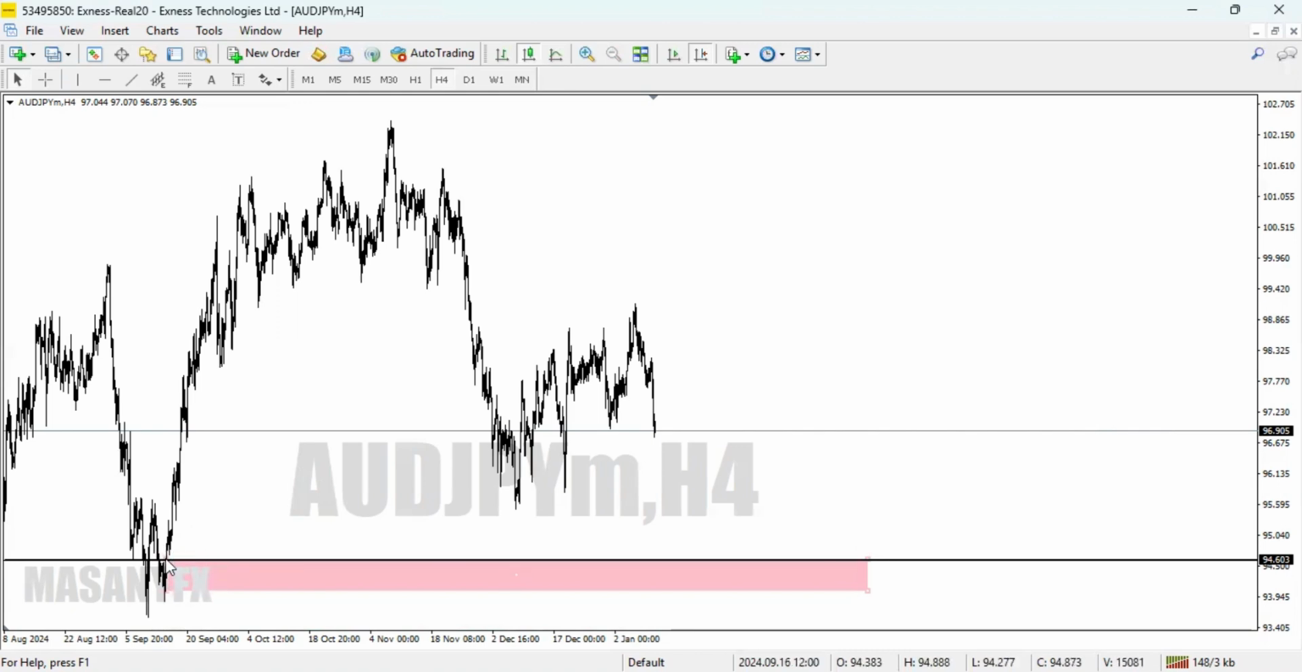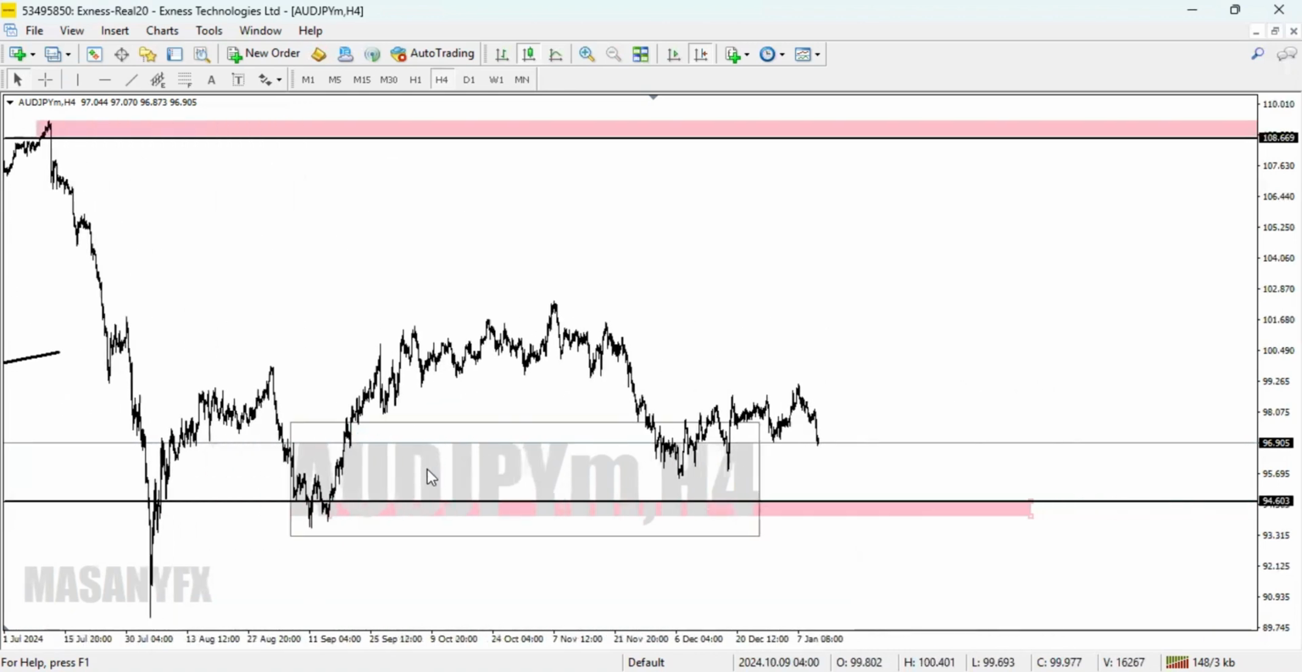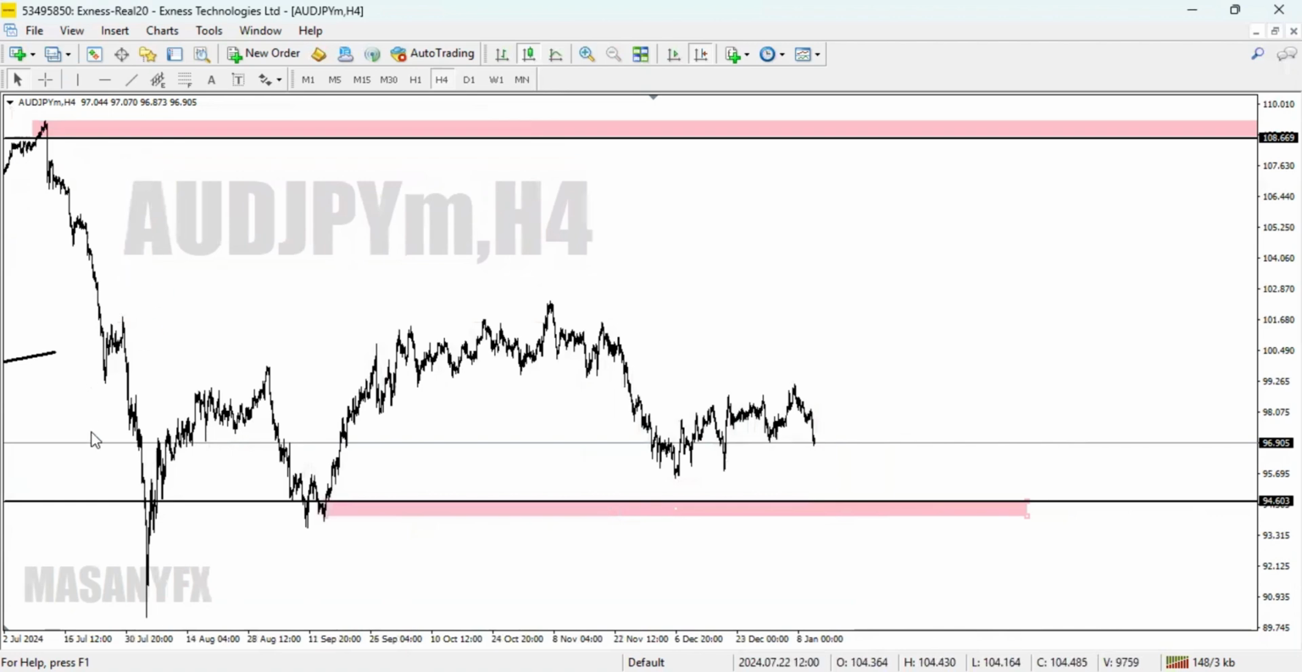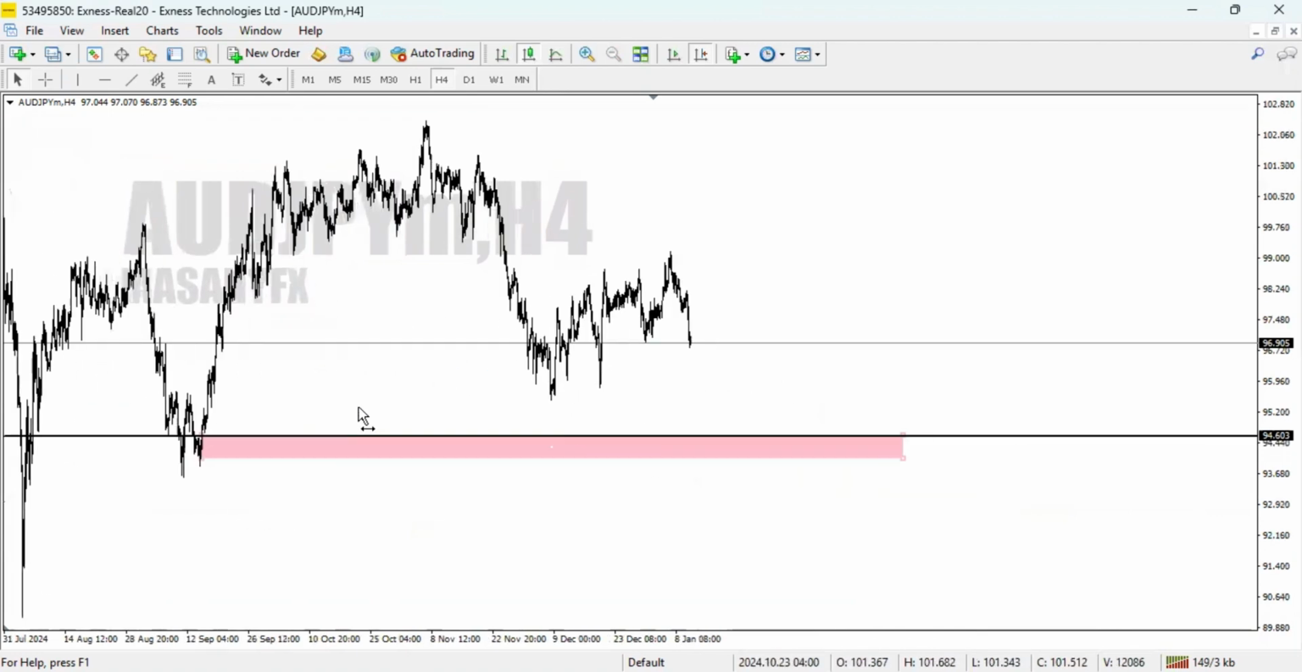This can be a much better demand zone. Here is the first demand zone.